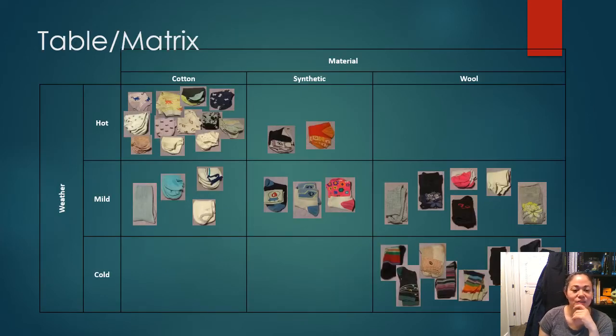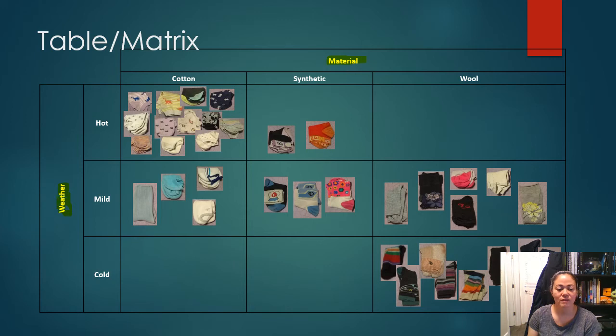The third type is a table or a matrix. Here again, I went back to thinking about what types of socks I wear in different types of weather. So I have those same three categories that I noticed from my Venn diagram: warm or hot weather socks, the in-between mild weather socks, and then the cold weather socks that I might wear. But I added that characteristic of the material they're made out of, because that might help me further organize.